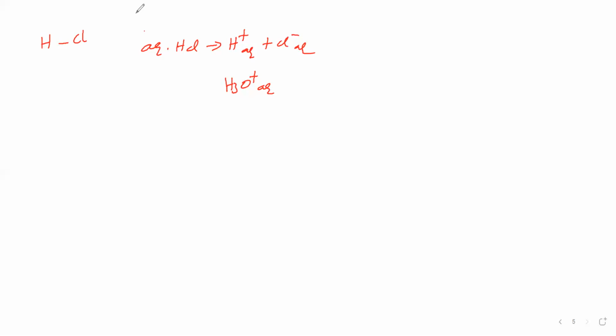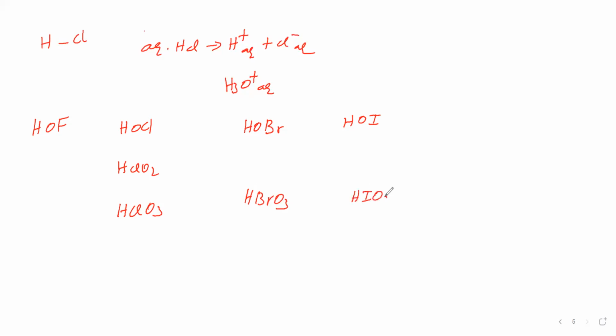Next, we will go for oxy acids of halogens. Fluorine forms HOF, hypofluorous acid. Chlorine forms hypochlorous acid. Bromine forms hypobromous acid. Iodine forms hypoiodous acid. Chlorine forms chlorous acid, HClO2. Then, chlorine forms chloric acid, HClO3. Bromine forms bromic acid, HBrO3. Iodine forms iodic acid, HIO3. Then, chlorine forms perchloric acid, HClO4. Bromine forms perbromic acid, HBrO4. Iodine forms periodic acid, HIO4.